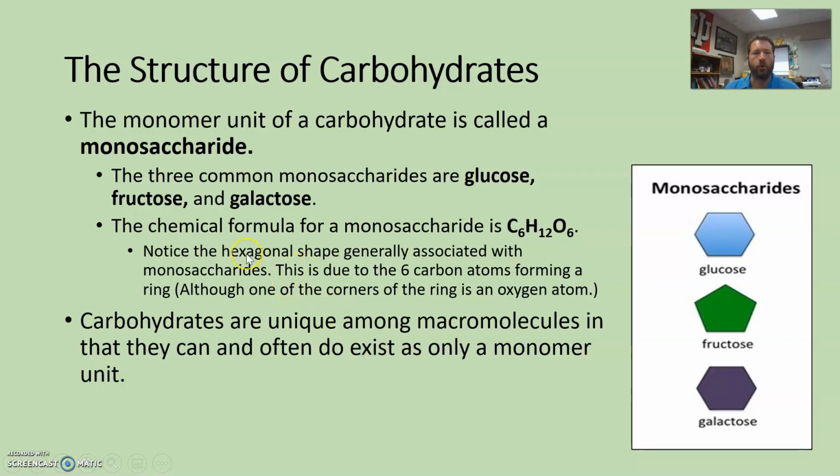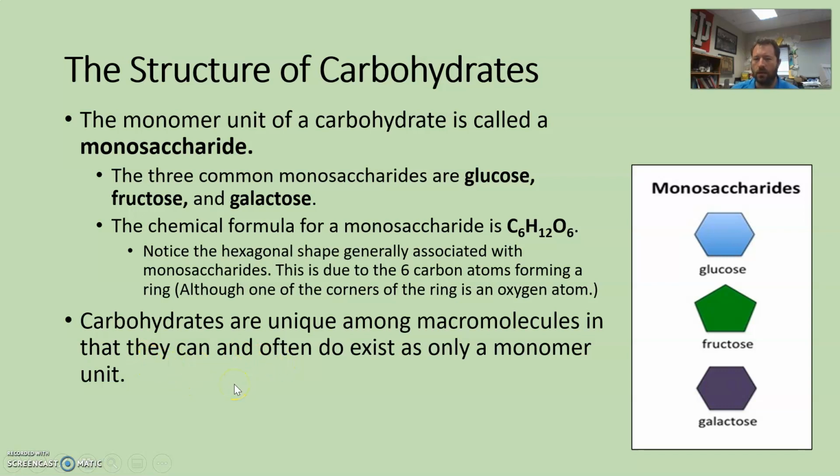All right, so a little bit more about carbohydrates. The structure of carbohydrates, they're made up of a monomer unit called a monosaccharide. There are three monosaccharides we will talk about, which are glucose, fructose, and galactose. For all three of them, the chemical formula is C6H12O6. And really the only difference between the three is how those 6 carbons, 12 hydrogens, and 6 oxygens are arranged. Each of these three has them arranged only slightly differently.